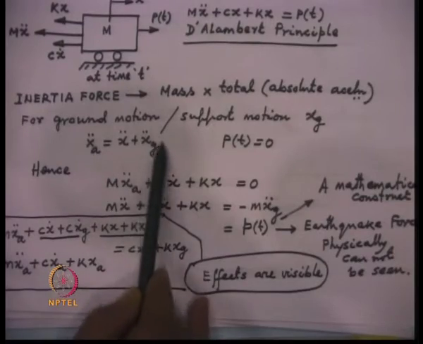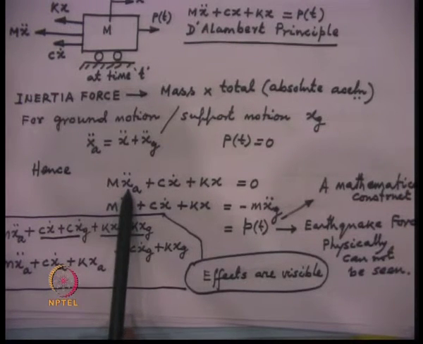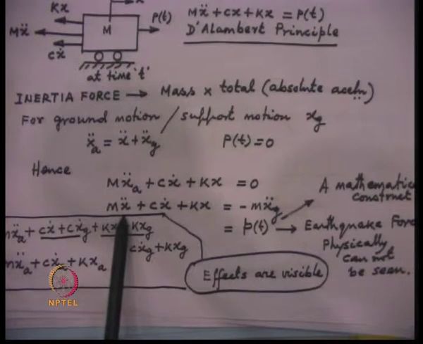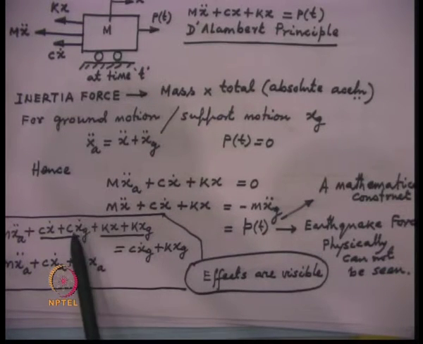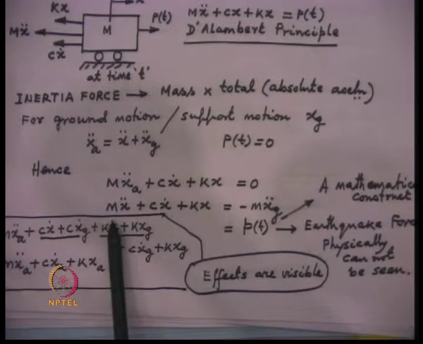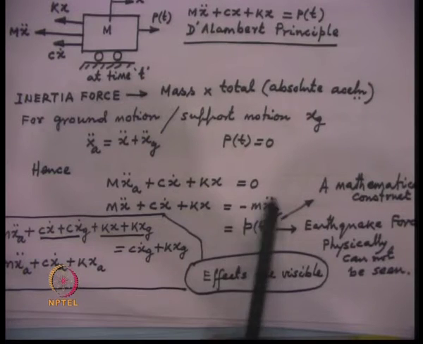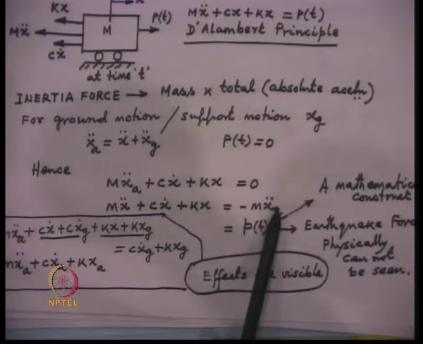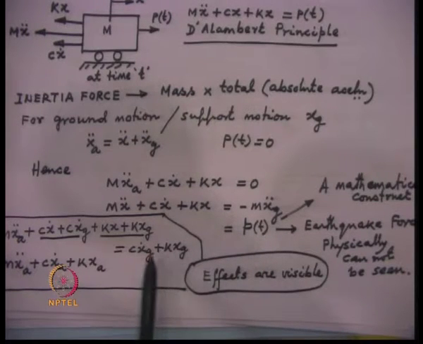Now, if the expression of x double dot a is substituted over here, then keeping the x double dot term on this side, we have an equation on the left hand side all in terms of the relative quantities, that is m x double dot plus c x dot plus k x. On the right hand side we can take mass times acceleration, so it becomes minus m x double dot g. Now, that we can write down as an effective force P t.